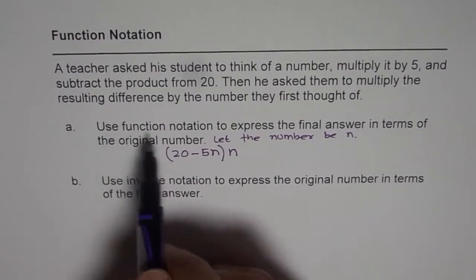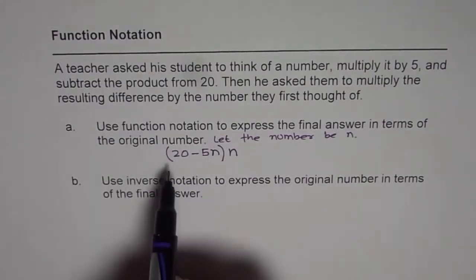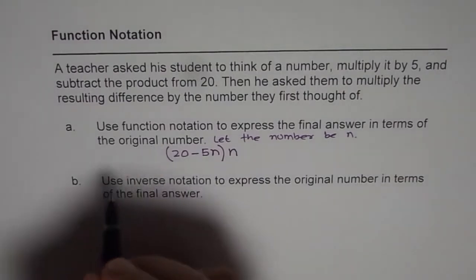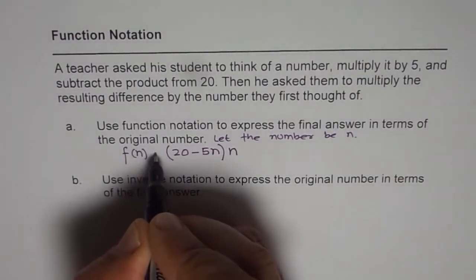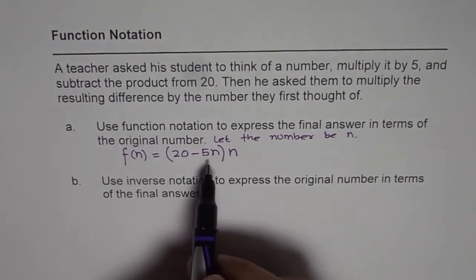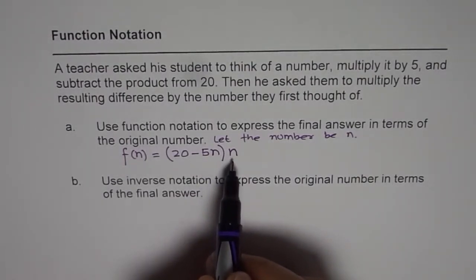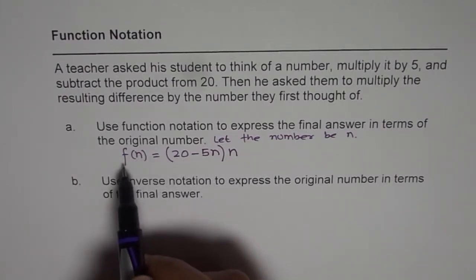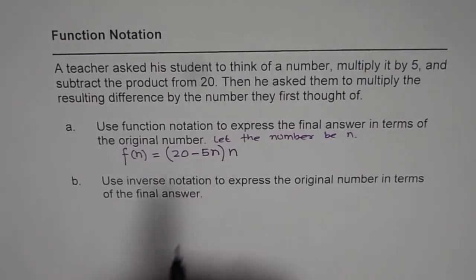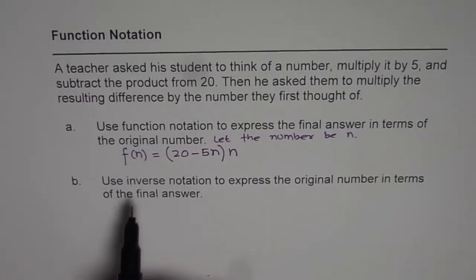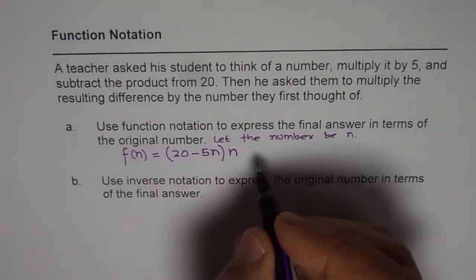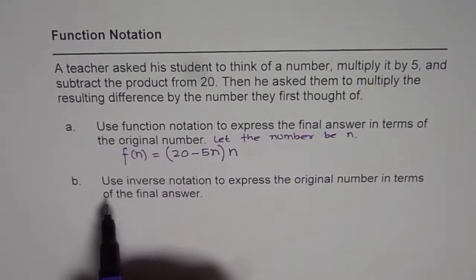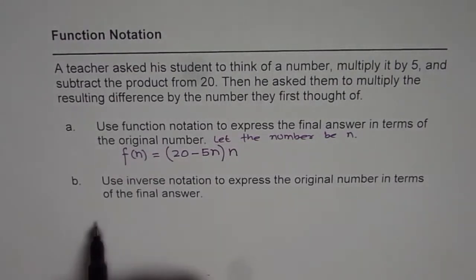Now the question is, use function notation to express the final answer. So this is our final answer, right? Let's call this f of n. Since this is a function in independent variable n, you could think of any number and that is the result you get, which is f of n. So that is how you can express the given statement in function notation. Now you could also expand it. Now let's go to the second part, then we'll get back to this.